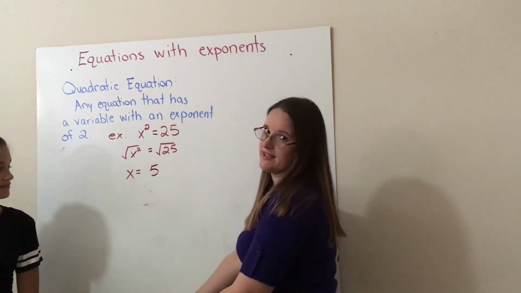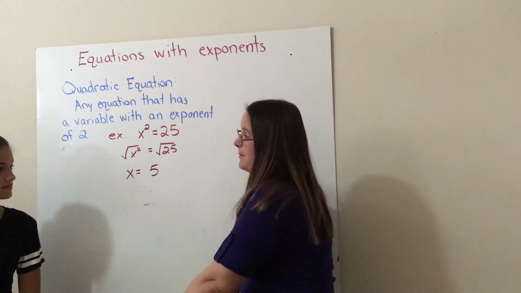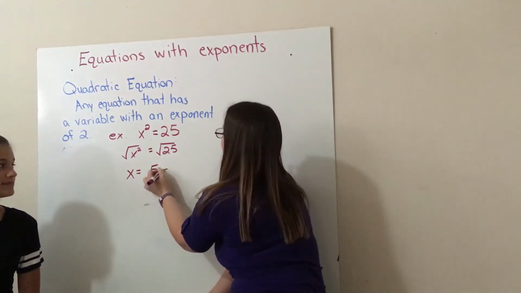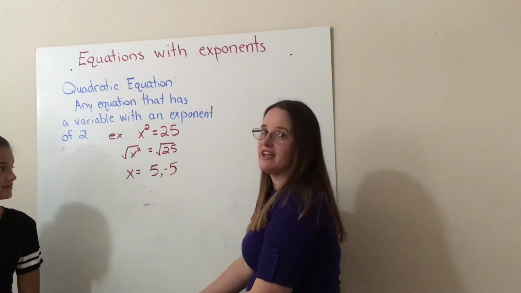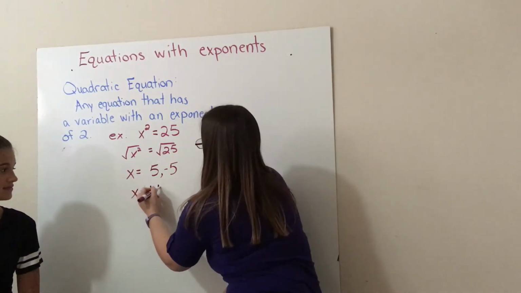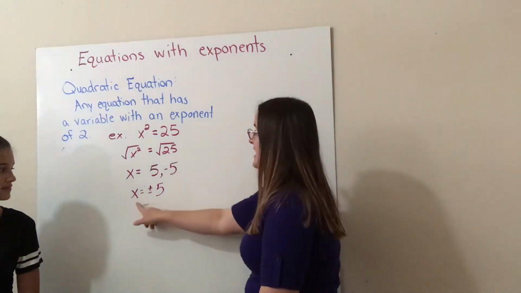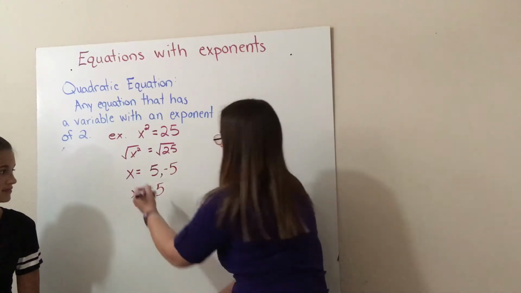That is correct. Positive 5 times positive 5 will equal 25. But also, do you know the second answer? Negative 5. Negative 5 times negative 5 will also equal 25. So we can write this with this plus and minus sign. And what we say is x is equal to positive or negative 5 as our answer.